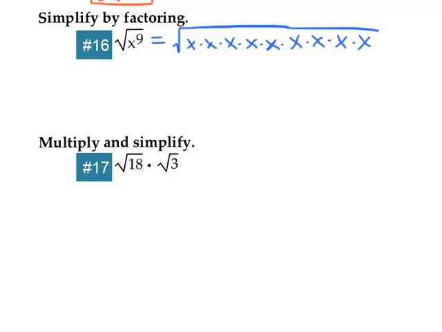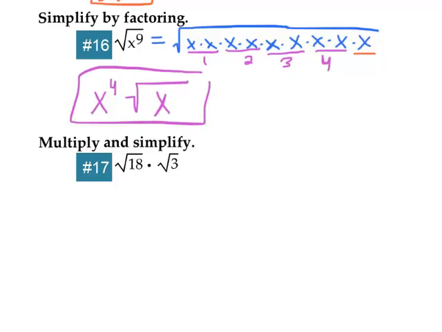Okay, the way square roots work is every time I have a pair of something, I need to pull it to the outside. So I have a pair of x's here, a pair of x's here, a pair of x's here, a pair of x's here. How many pairs do I have? 1, 2, 3, 4. So on the outside of my square root, I need an x to the 4th. Inside of my square root, I'm going to have what is left over, which is that x right there. So this would be x to the 4th square roots of x.